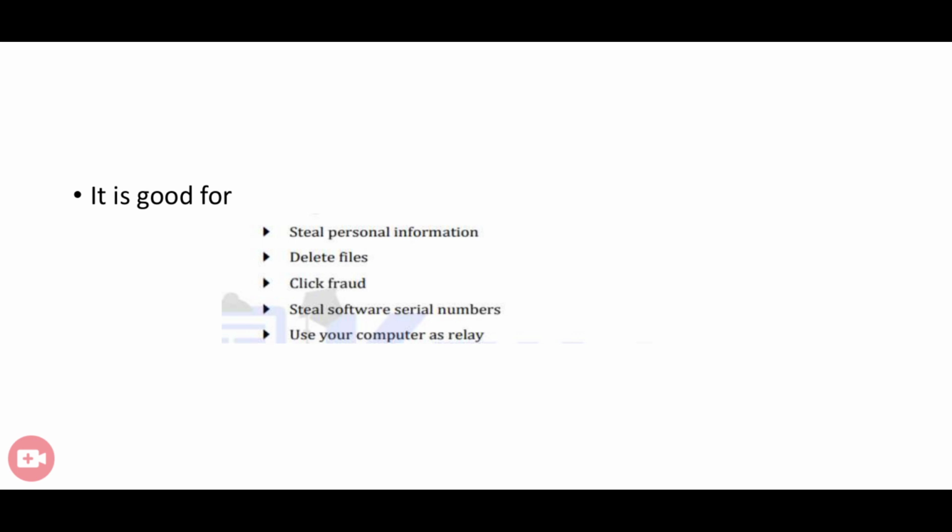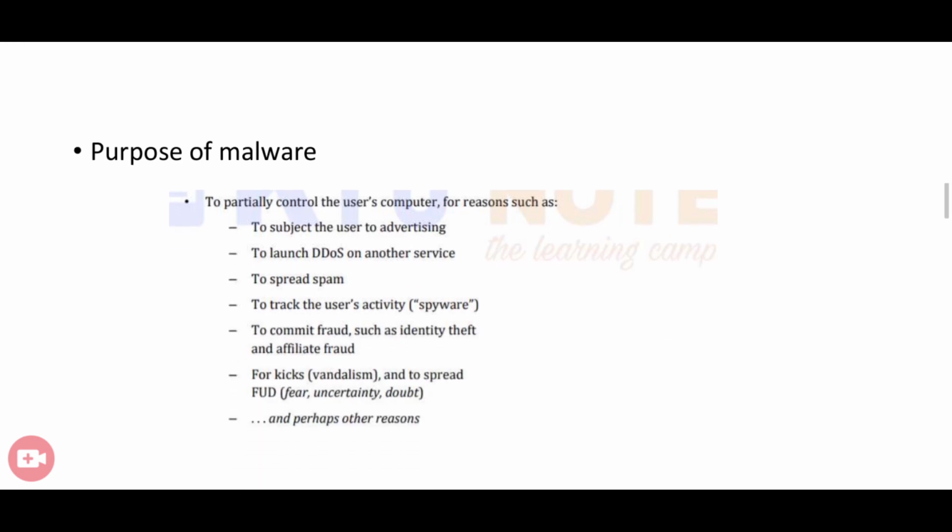Malware is sometimes used to steal personal information, delete some files, steal software serial numbers, and use your computer as a relay, etc. That is, it's useful for some applications like military applications. The purpose of malware is to partially control the user's computer for reasons such as to subject the user to advertising, to launch denial of service, to spread spam, to track the user's activity, to commit fraud, and for vandalism, etc. These are the purposes of malware.